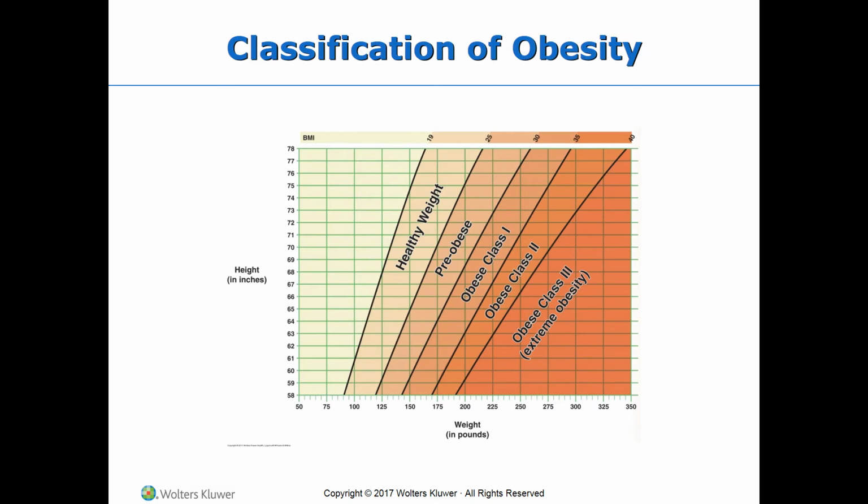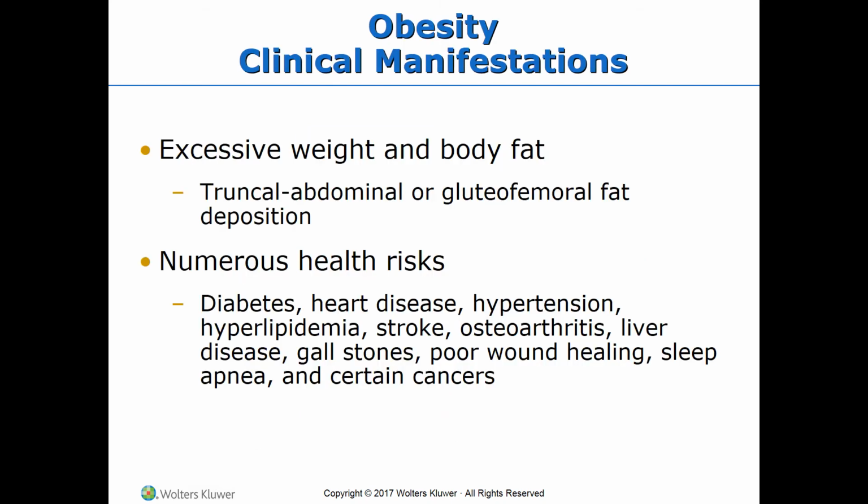Obesity is subclassified according to the body mass index. If someone has a body mass index between 30 and 35, that will be classified as obesity type 1, or class 1. Over 35 but not reaching 40 will be type 2, and over 40 will be class 3, or extreme obesity. The clinical manifestations will be excessive weight and body fat, and the fat will be distributed within the truncal abdominal area or the glutofemoral area.